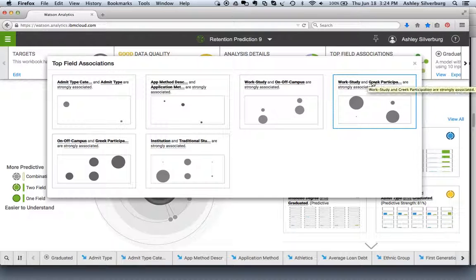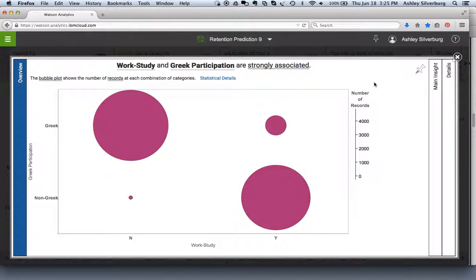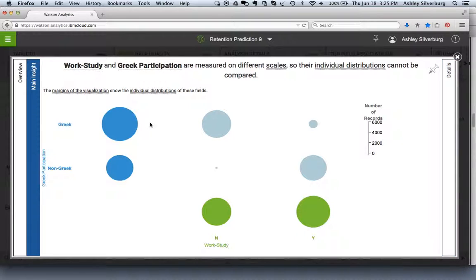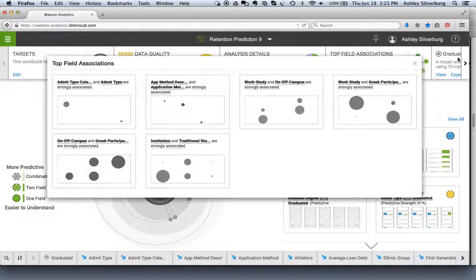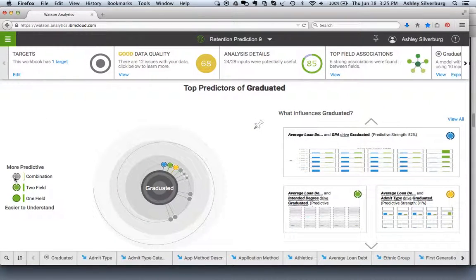For example, work study and Greek participation seem to be strongly associated. You can see here that almost none of the students who are in the Greek system are participating in work study, and vice versa. And then here in Main Insight, I can actually see the total relative sizes of Greek versus non-Greek and work study versus non-work study, and then the sizes of the combinations of those two factors. And I could look at the same thing for other fields that are associated with each other. But let's see what my predictions look like for combinations of fields.